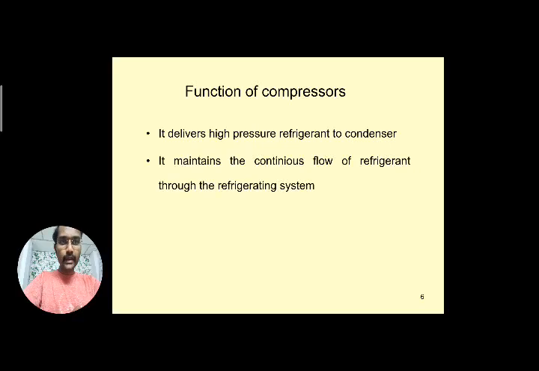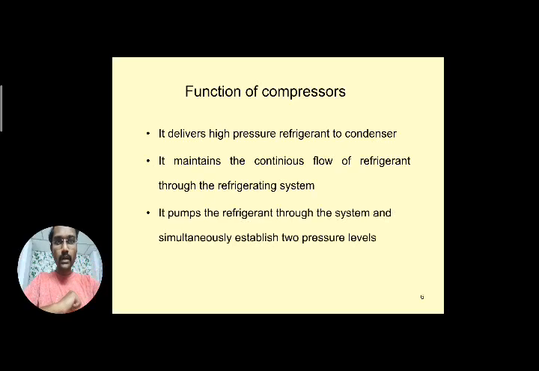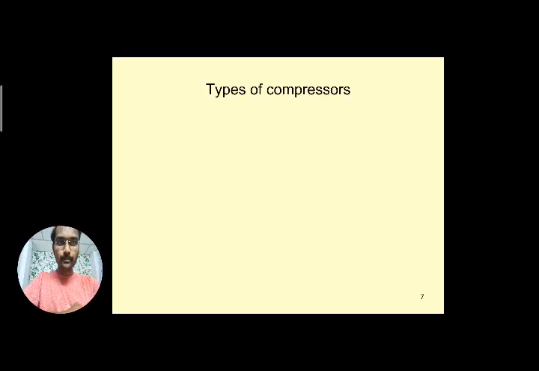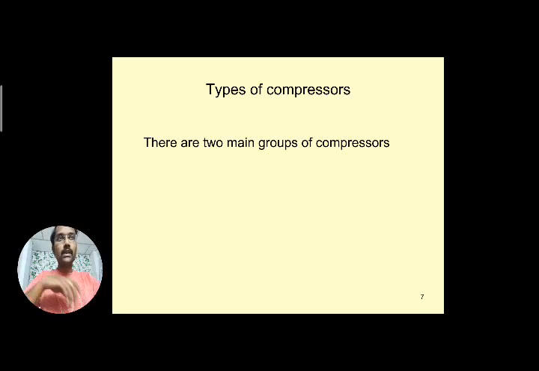So what is the continuation? It delivers high pressure refrigerant to the condenser, and it maintains the continuous flow of refrigerant through the refrigerating system. So these are the main functions of the compressor, the 3 main functions I have told. Please try to remember these 3 functions of the refrigerant compressor. It pumps the refrigerant through the system and simultaneously establishes 2 pressure levels. So this is regarding the main function of a compressor.